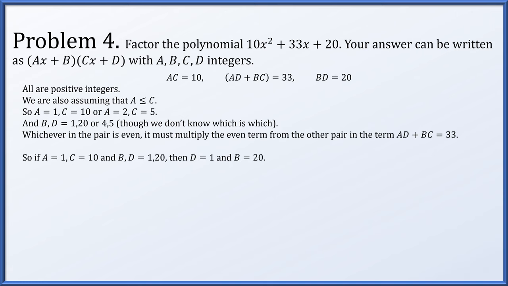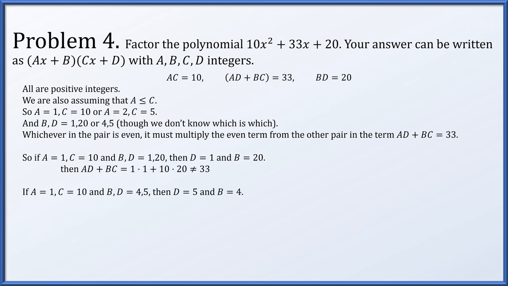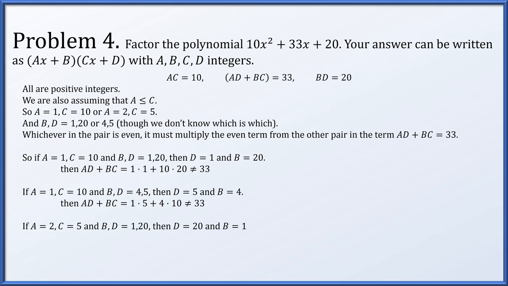So for example, if I pick A equals 1 and C equals 10, and I pick the pair 1, 20 for BD, well, in the expression AD plus BC, A is multiplying D. A was odd, so I have to pick D to be the odd number from that pair, 1, in which case B is 20. But in that case, AD plus BC, you can compute it, it turns out to be 201. It is definitely not 33. Well, what if A is 1 and C is 10, but instead of the pair 1, 20, I pick the pair 4, 5 for BD? A is 1, which is odd, so the number it multiplies in the linear term must also be odd, meaning D is 5 and B is 4. But in this case, AD plus BC, again, it's not 33. So we've totally ruled out the pair 1, 10 for A and C.